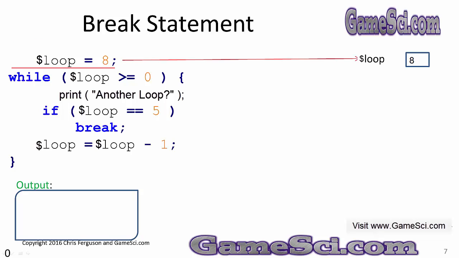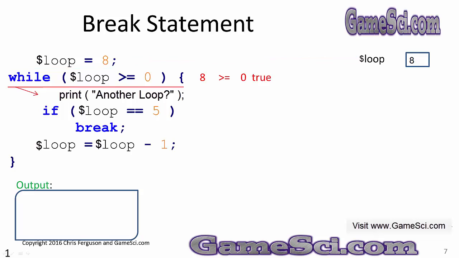Let's trace this code. We'll set our loop, our iteration variable, loop to 8. That'll be our starting value, our initial value. Remember, you always initialize the variable that controls the loop before the loop starts. We will then test that variable. We'll ask if loop is greater than or equal to 0. Well, that's an easy one. 8 is definitely greater than or equal to 0. So that is a true statement.